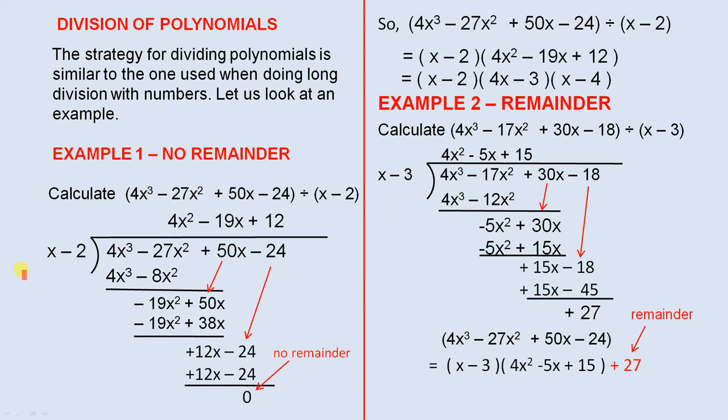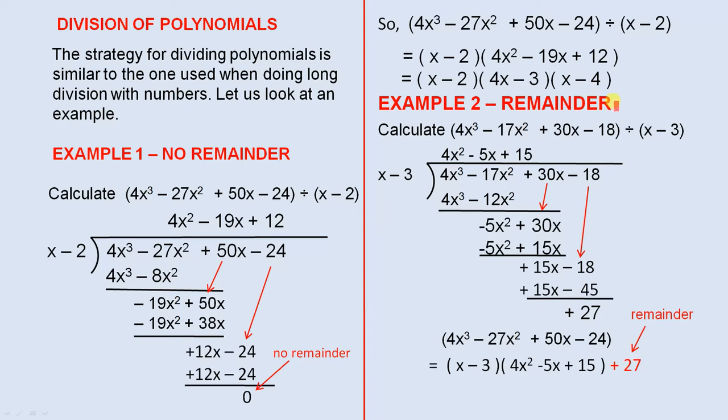So what that means is that this expression divided into that polynomial goes into it evenly. So up here, the polynomial divided by x minus 2 is the same as x minus 2 times the answer, but this answer here can be factorized as 4x minus 3 times x minus 4. So the full answer is x minus 2 times 4x minus 3 times x minus 4.